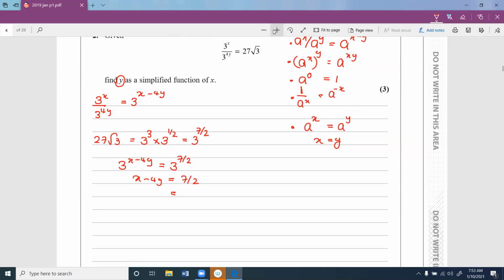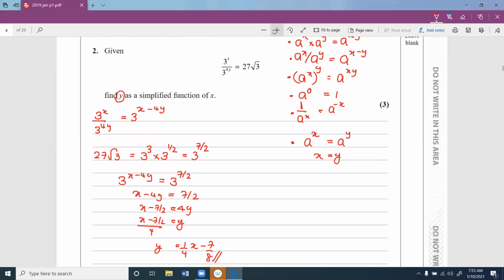So you can make y the subject. I just brought this 4y to this side and write (x minus 7) over 2. Then you can write y equals (x minus 7) over 2 divided by 4. Or this answer is fine. Other than that, you can write y equals 1 over 4 x minus 7 over 8. Both answers are accepted, so there is no big difference between these answers, right?